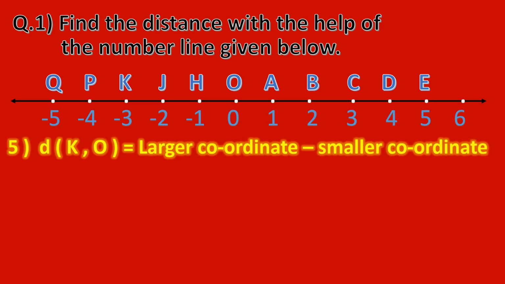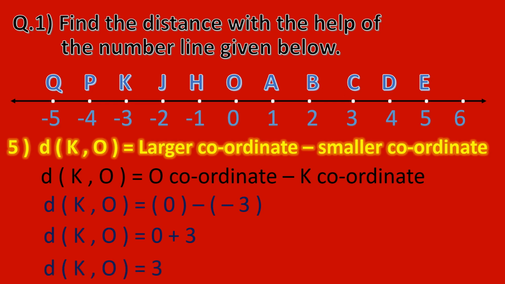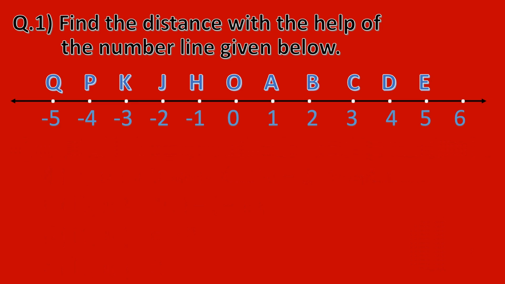5th question, distance KO. Coordinate K is minus 3, coordinate O is 0. As K is negative, therefore it is less than 0. Therefore, O coordinate minus K coordinate. Distance KO is equal to 0 minus of minus 3. Minus minus will become plus. Therefore, distance KO is equal to 0 plus 3, which is 3. Therefore, distance KO is equal to 3.